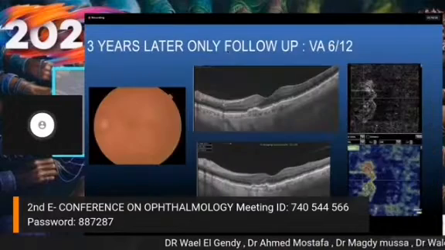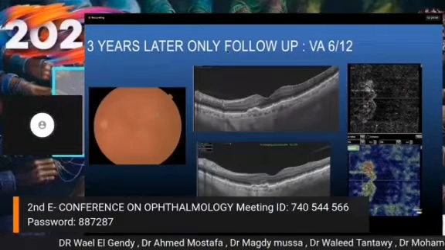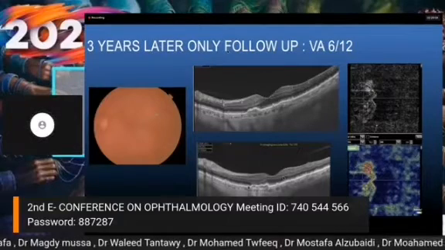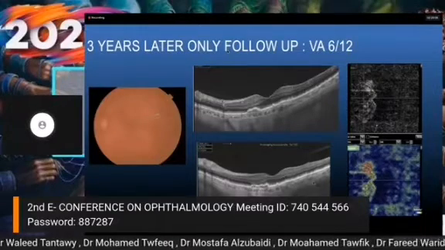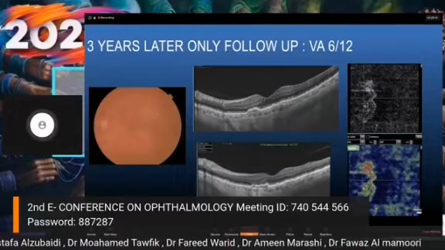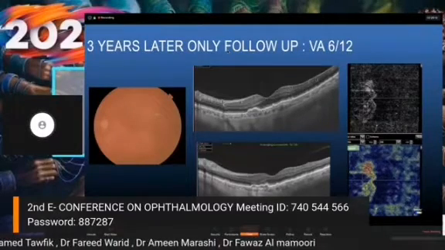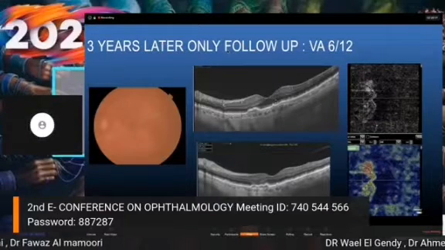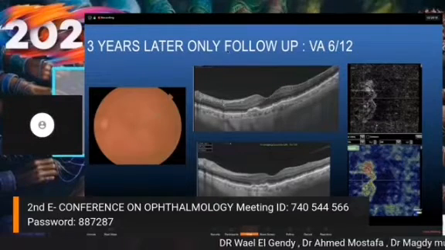So three years later, only follow-up of this patient showing that maybe the flat and irregular RPE detachment is increasing, but the membrane is still the same. There are no changes on the surface of the retina. There are no structural changes, and the vision is still 6/12. So most of the literature now says we should closely monitor this patient.